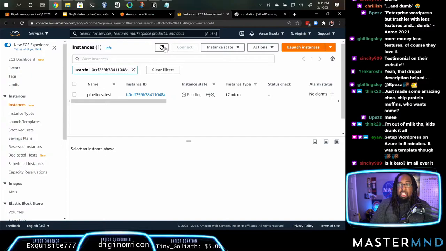Just made some amazing chocolate chip protein muffins. I would love something. 100%. That sounds like you're right up my alley for sure. I'll take it. Out of milk though, kids drank it all. I'm not a big milk fan, to be honest with you. I stopped drinking milk a long time ago. If I eat cereal or something, I'm down for milk. But I'm not a vegetarian or anything like that, or vegan.